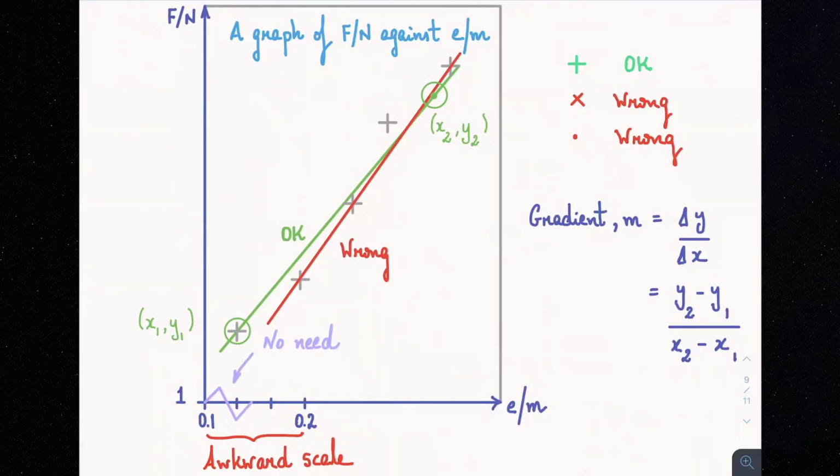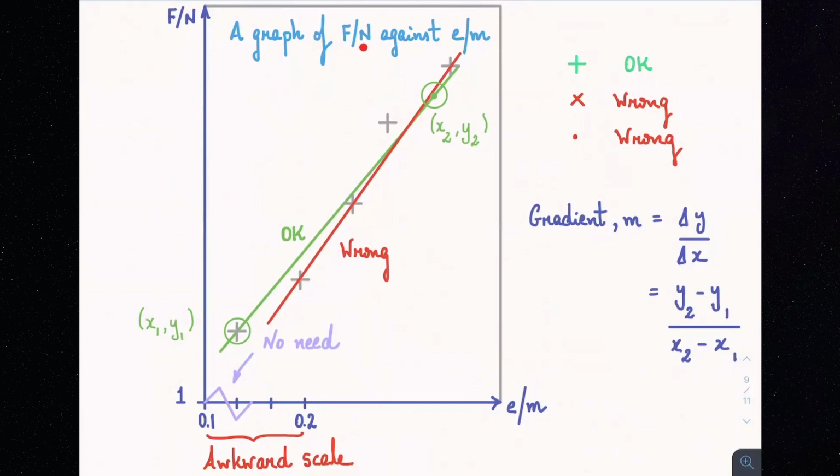Now, when it comes to plotting the points, this should be done carefully using a sharpened pencil to draw a vertical cross. Not an X, nor a dot. Please remember to label both axes, including the units, as shown here. And also add a title to your graph, which should be written in full as shown, for instance, a graph of force in newtons against extension in meters.